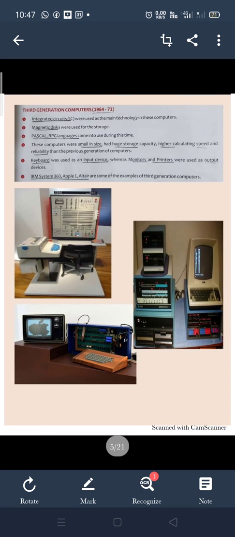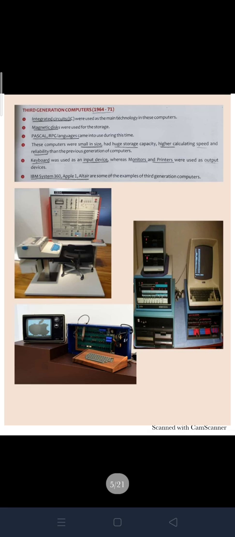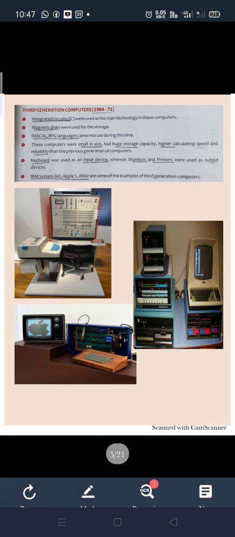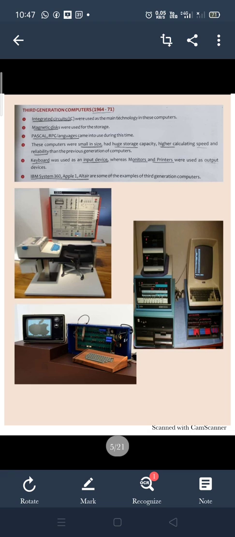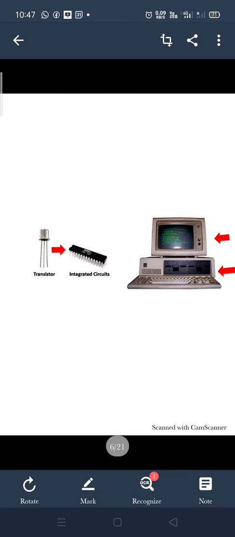Now moving ahead to the third generation computers, the time period was 1964 to 71. In this time period, whichever computers were made had the same characteristics, and they were classified as third generation computers. The technology used to run the computer was integrated circuits, that is IC. Let me show you the picture of an IC. This is an integrated circuit, children.